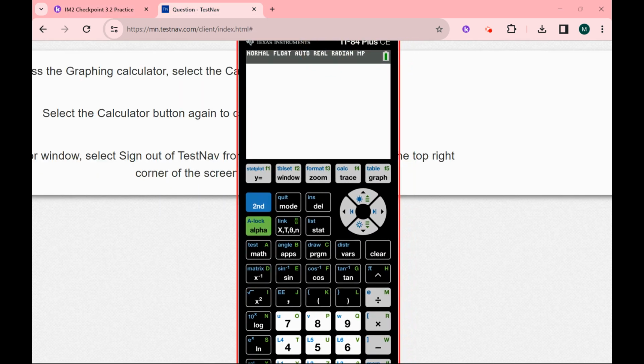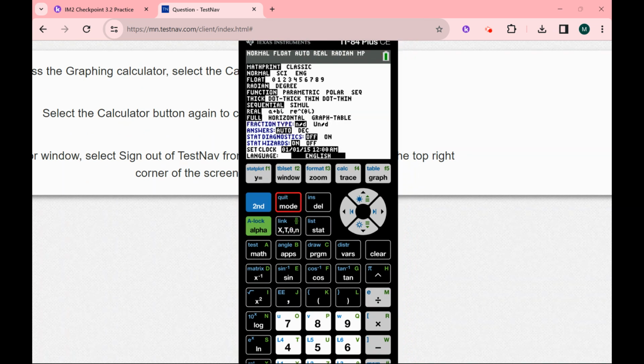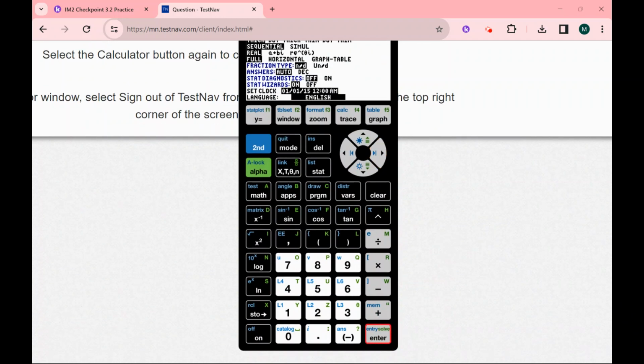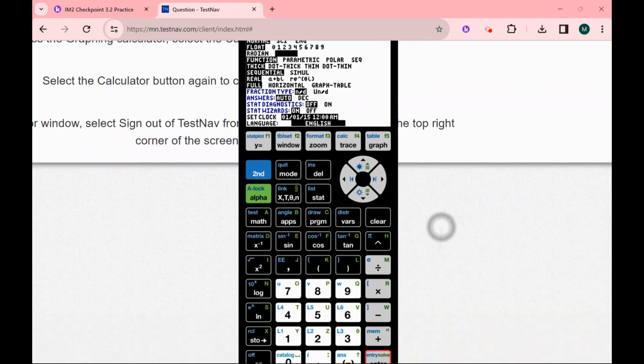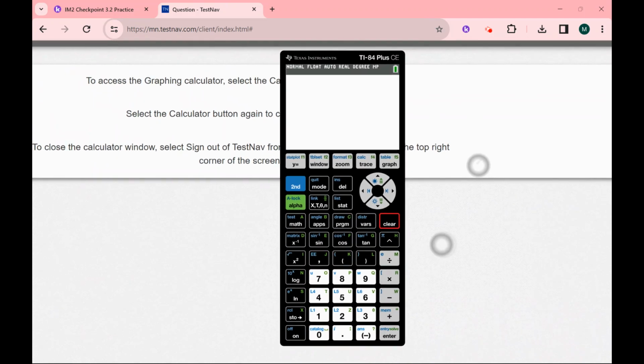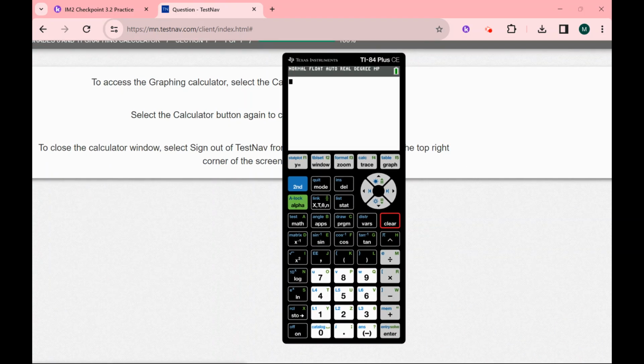First, I'm going to make sure that my calculator is in degrees. I press mode, I go down to radian or degree, and I select degree. Enter. Okay, now I can do these problems. The first one was tan of 14 degrees, and that equals 0.2493.